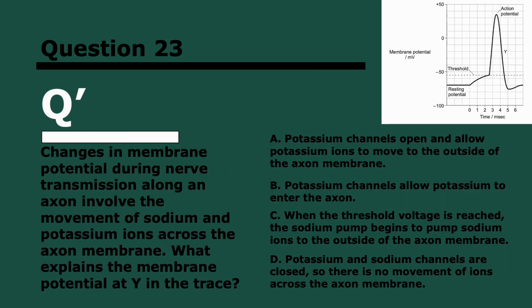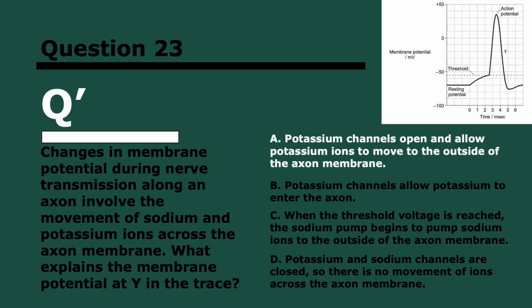Okay. Question 23. Changes in membrane potential during nerve transmission along an axon involve the movement of sodium and potassium ions across the axon membrane. What explains the membrane potential at Y in the trace? So here. Okay, take some time to think. This might be a bit trickier, but 3, 2, and 1. It's A, okay?